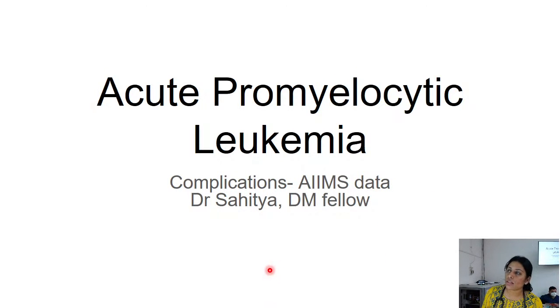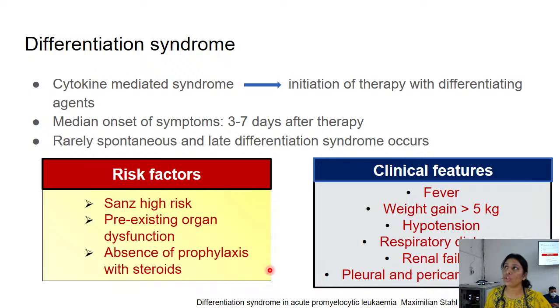Coming to the complications, first and foremost, we should all be aware of a syndrome called differentiation syndrome, which is seen in a majority of our patients when they are started on therapy initially. It is basically a cytokine mediated syndrome, which is seen after initiation of therapy with differentiating agents. However, rarely, it can also be seen spontaneously prior to initiation of therapy, and in cases of ATO, it can occur in the 3rd to 4th week. That's called late differentiation syndrome. Usual median onset of symptoms is between 3 to 7 days after initiation of therapy.